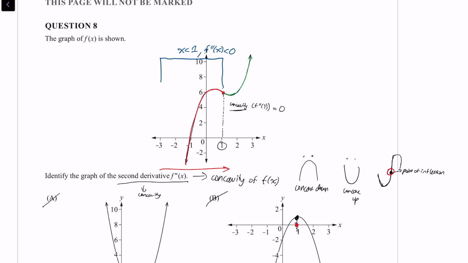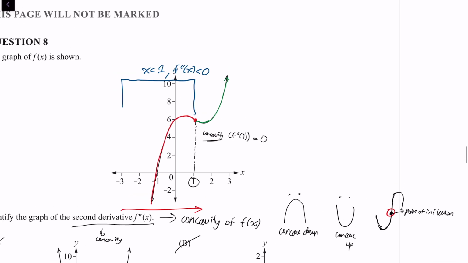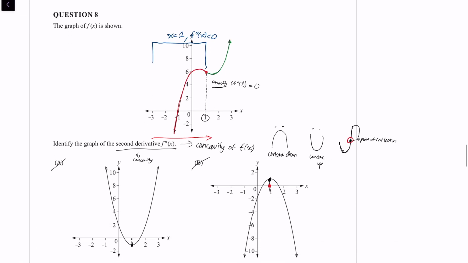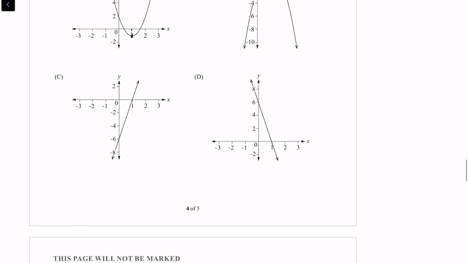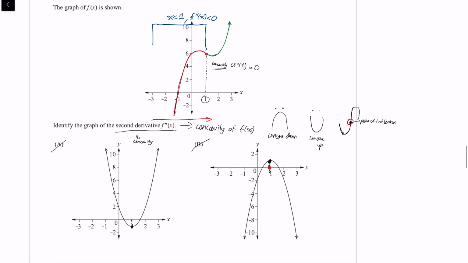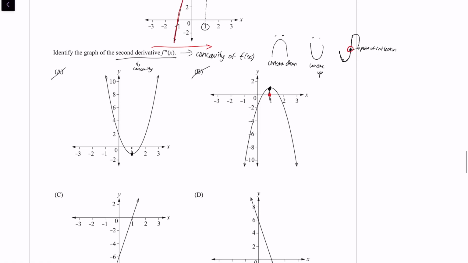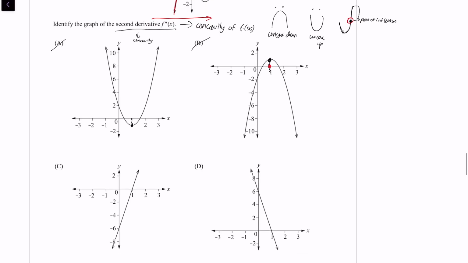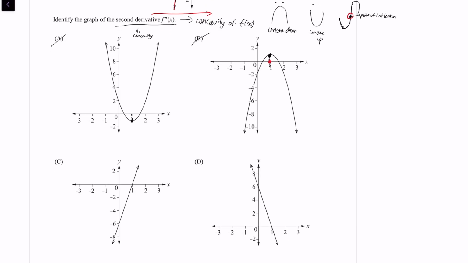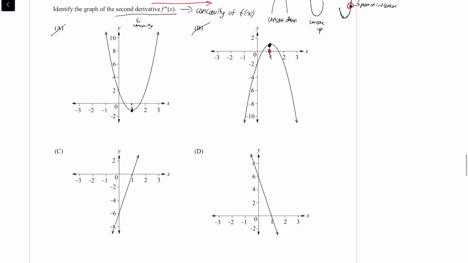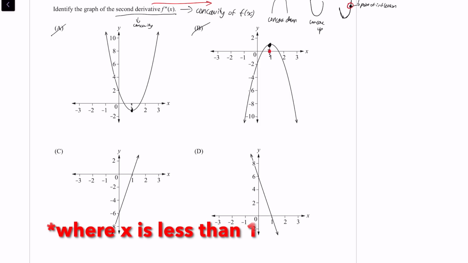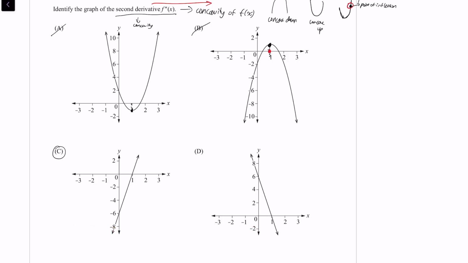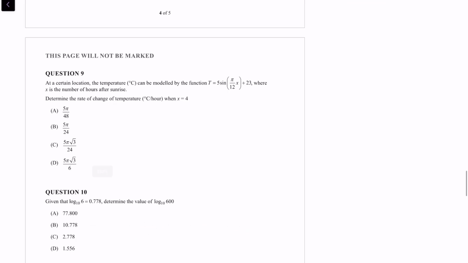Okay, and so if our concavity is less than 0, then that means that we are wanting a graph that shows values of negative y values that are negative where x is less than 0. So I'm leaning towards C.